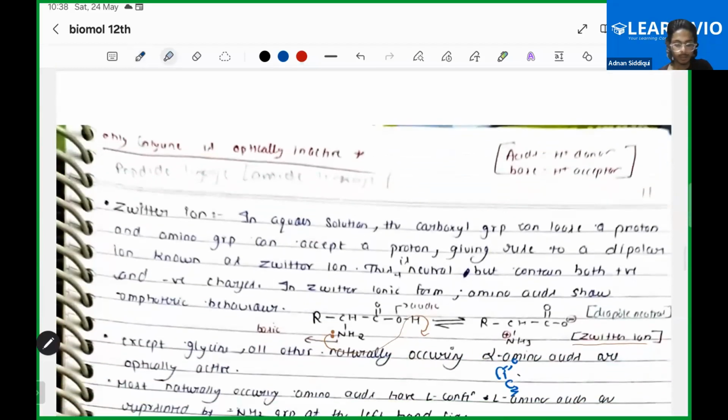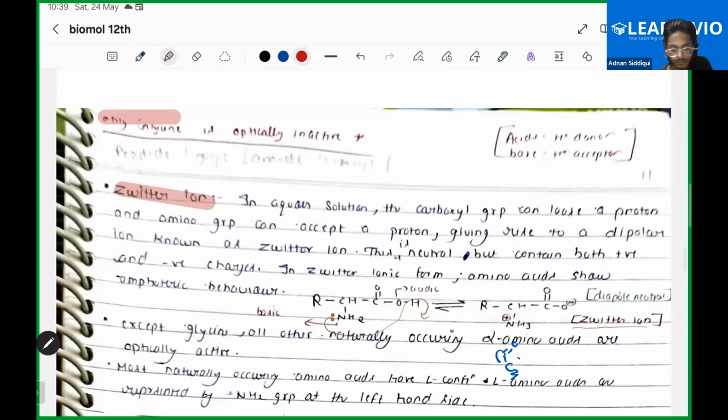Now, this is an important topic, zwitterion. What is a zwitterion? Let us understand. Again, this is mentioned: which type of amino acid is optically inactive? Only glycine is optically inactive. Apart from it, all the other 19 amino acids are optically active.